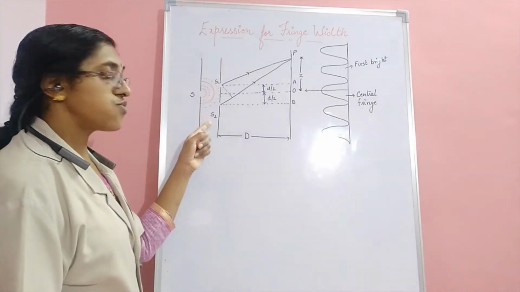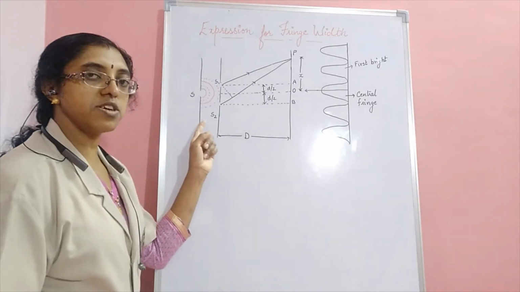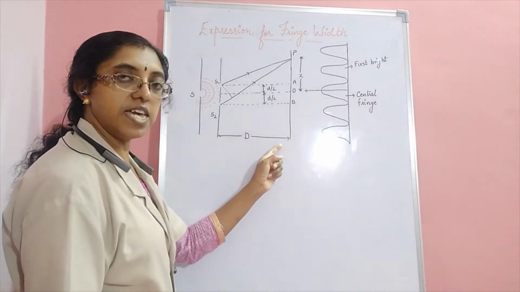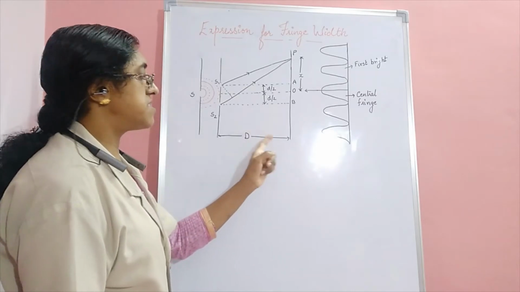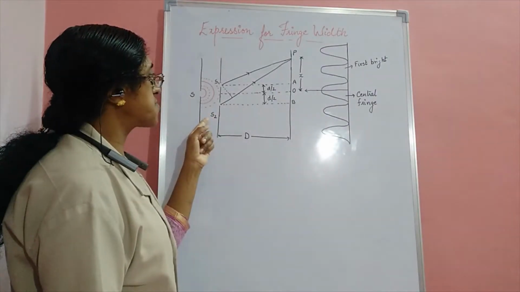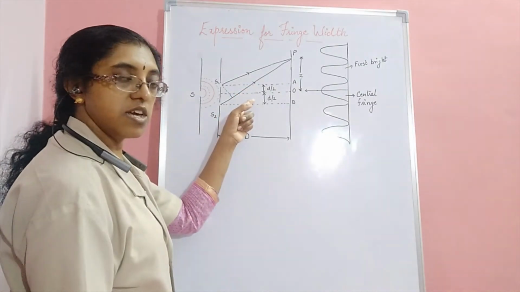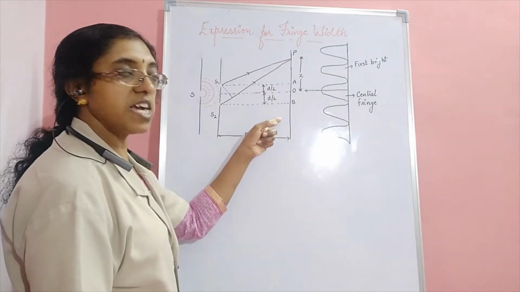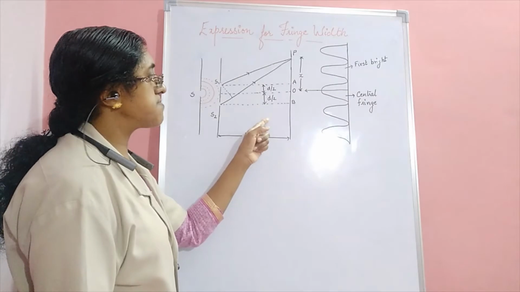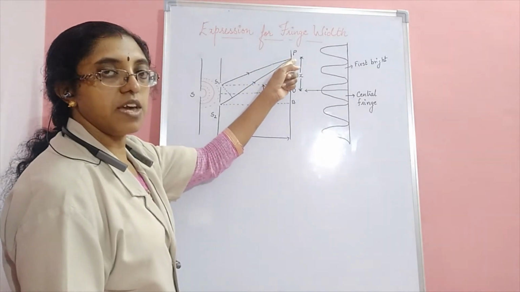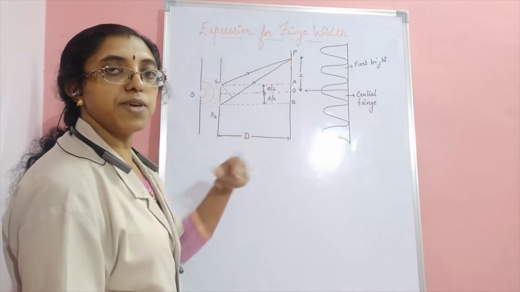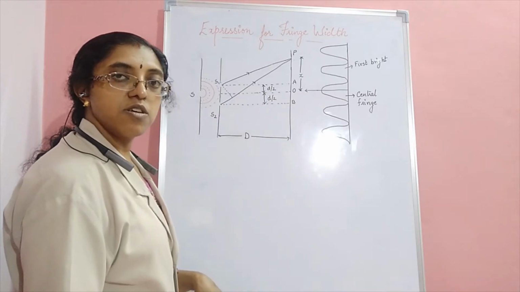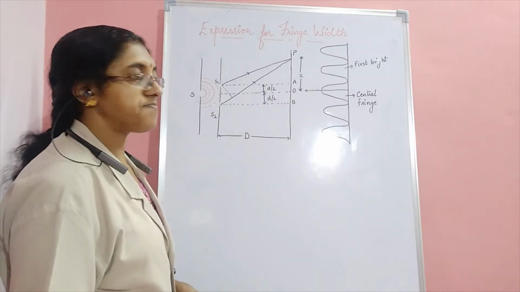Suppose that these two waves are superimposing each other at the point P on a screen which is placed at a distance capital D from the secondary sources. The distance between the two sources is taken as small d. These two waves can superimpose at any point on the screen, but I suppose that it is reaching a point P. Now we don't know whether at the point P there would be a maxima or a minima, so we'll impose the condition of both and then find the expression for fringe width.